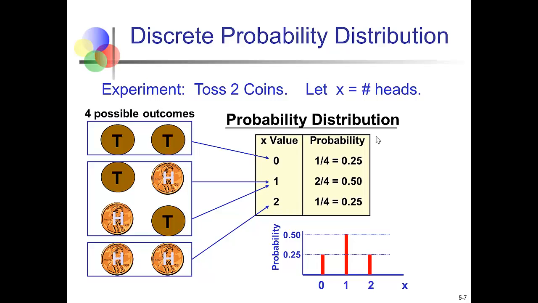So this is actually a probability distribution here, but in table form. We can easily convert that into a graph. The graph below shows the individual possible values for x and the probability of each of those values occurring.